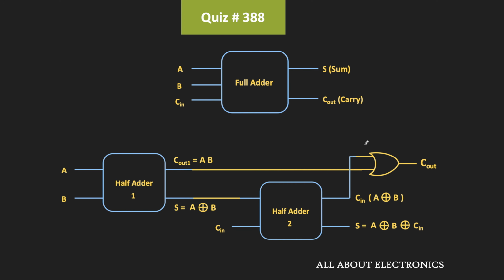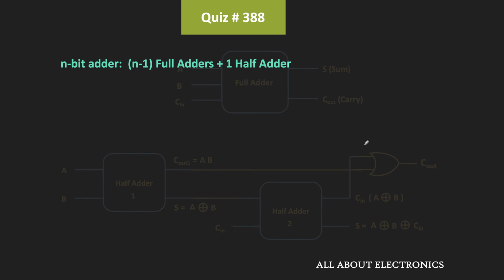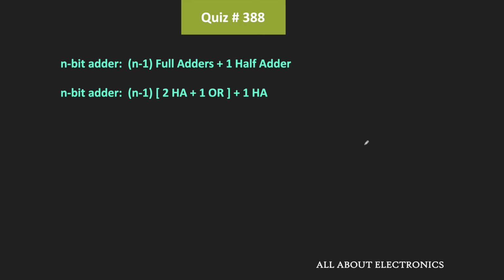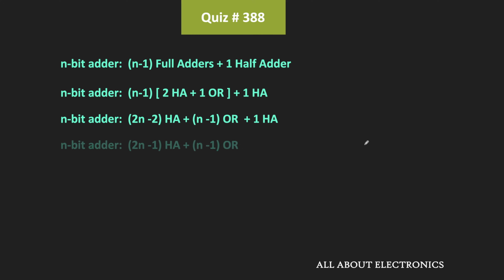That means when we are designing the n-bit adder, in this design we can replace each full adder with 2 half adders and 1 OR gate. So we can say that for the n-bit addition, we require 2n-2 half adders and n-1 OR gates. And this 1 half adder is required for the addition of the LSB. That means for the n-bit addition, we require a total of 2n-1 half adders and n-1 OR gates.